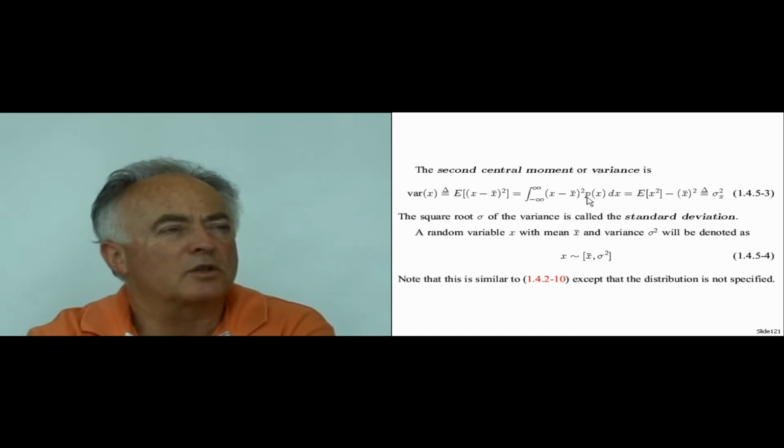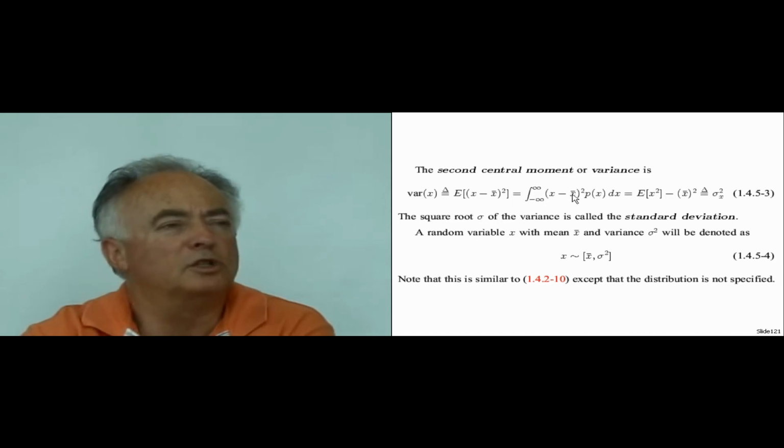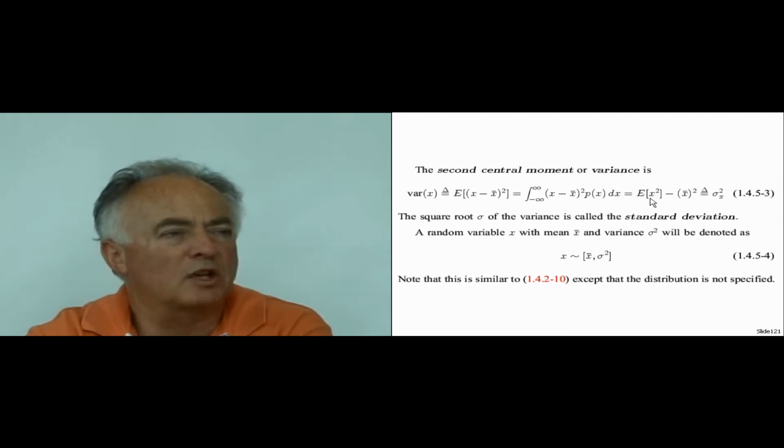Now, I suggest that you go through this small derivation. If you open the parentheses, you will have really three terms that boil down to two terms that are shown here. The expected value of x squared, this is the second moment or second non-central moment, minus the square of the first moment. This is denoted concisely as sigma square sub x. The square root sigma or sigma sub x is called the standard deviation.